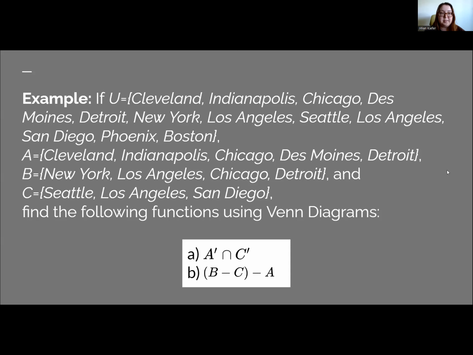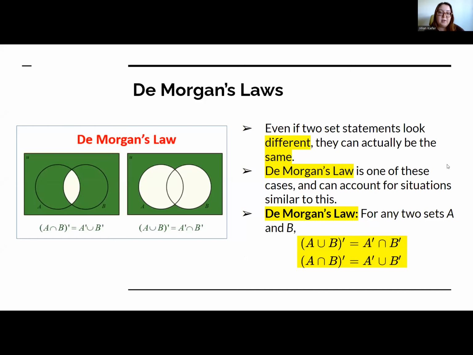All right, so we wrapped up this example. And moving on, we have something called De Morgan's Law. So De Morgan's Law states that even if two set statements look different, they can actually be the same. De Morgan's Law is one of those cases and can account for situations very similar to this. De Morgan's Law is a little bit like the distributive property with set operations.